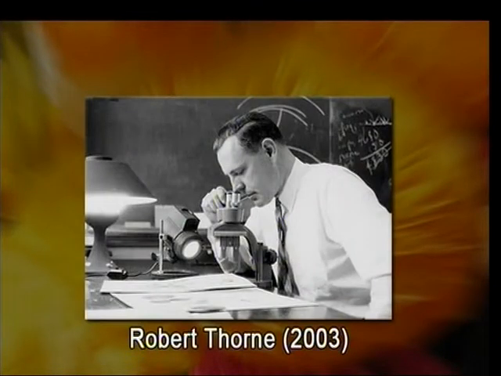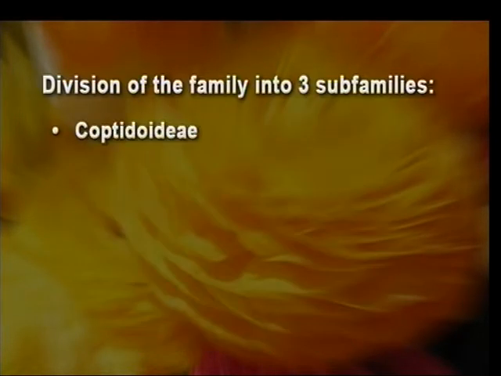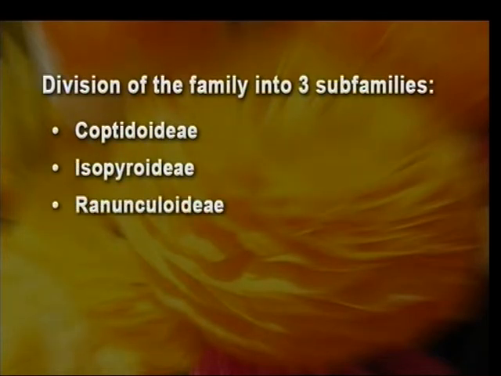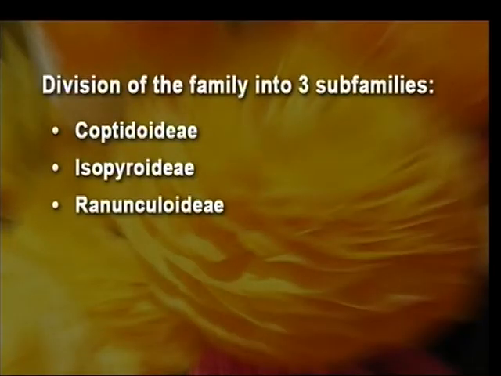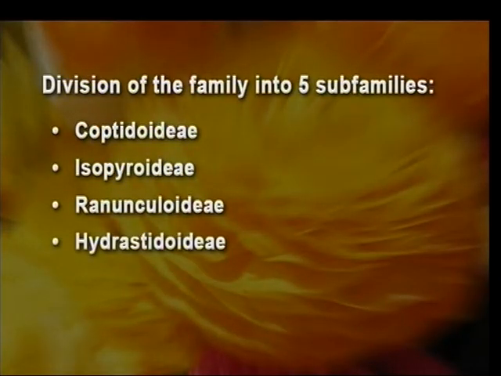Thorne in 2003 divided the family into 3 subfamilies: first, Coptidoideae, second, Isopyroideae, and third, Ranunculoideae. The Angiosperm Phylogeny Group in the year 2003 has recognized 2 more subfamilies. That means in addition to the previous 3 subfamilies, they have added 2 more. These are Hydrastidoideae and Glaucidioideae. Thus, in all, they have recognized 5 subfamilies in the family Ranunculaceae.